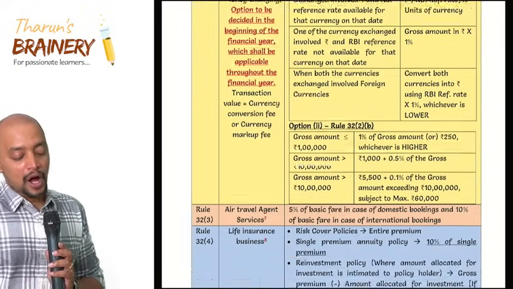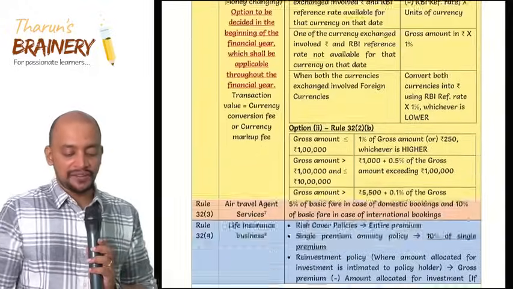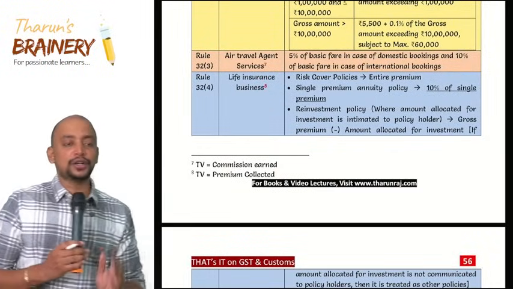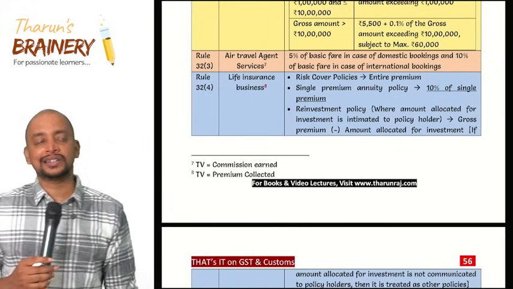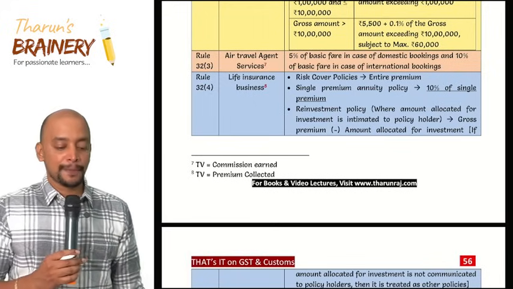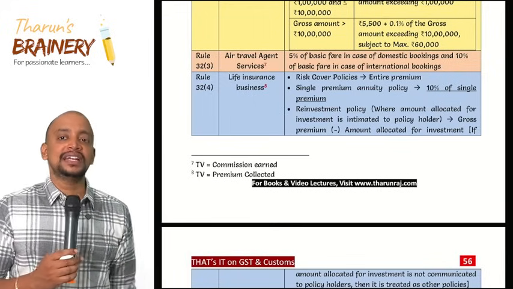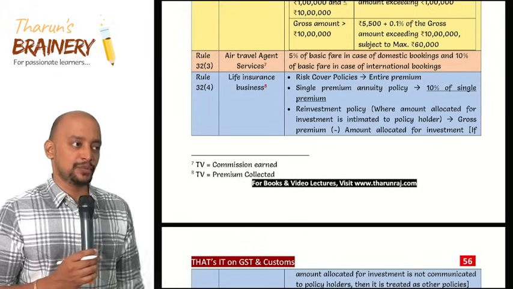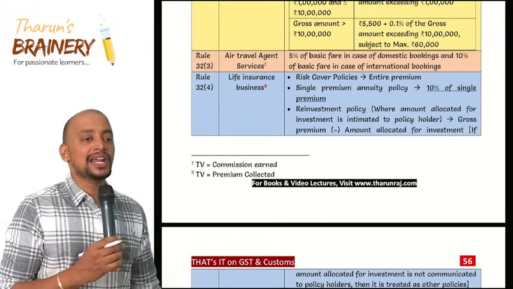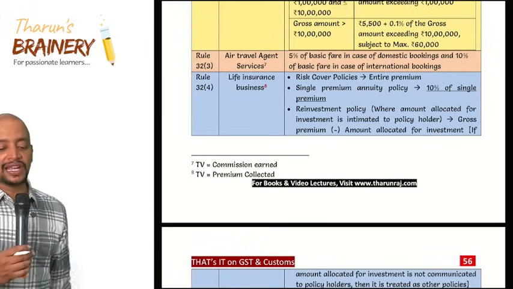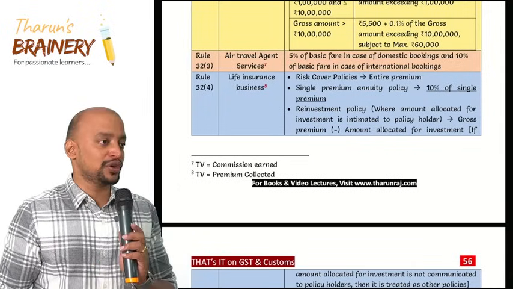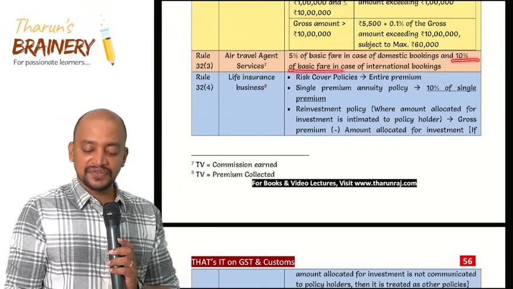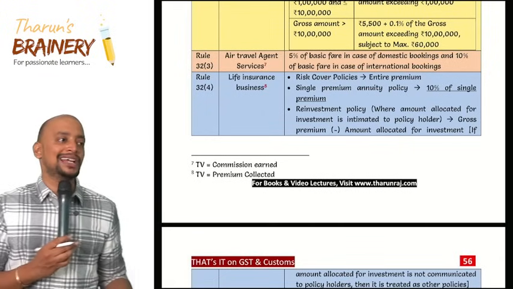Then option 2 is a slab rate model, already we discussed. Then Rule 32 sub-rule 3 is for the air travel agent. For the air travel agent, we need to check whether the bookings he has made are domestic bookings or international bookings, whether he is booking a domestic ticket or an international ticket. If he is making a domestic booking, 5% of base fare in case of domestic bookings and 10% of base fare in case of international bookings will be taken as the value.